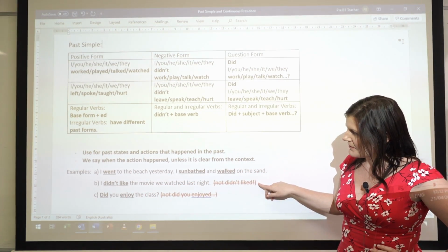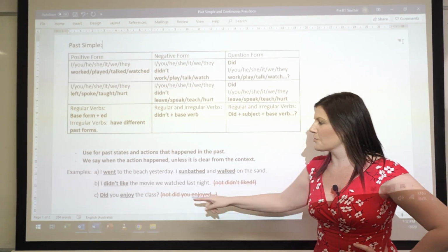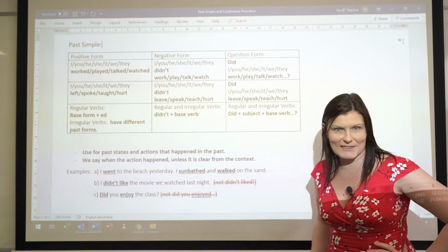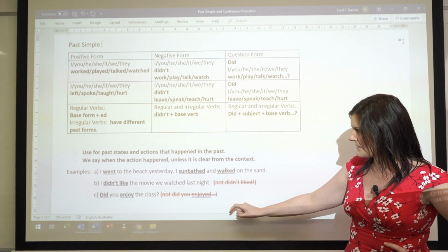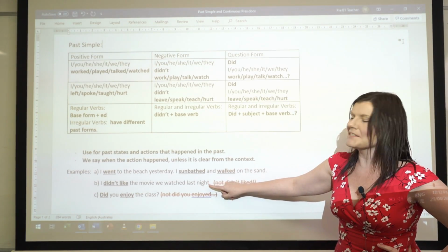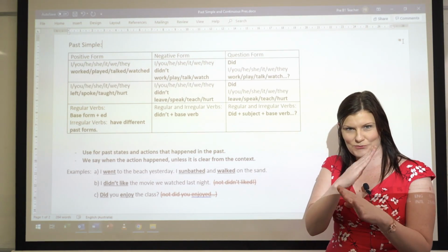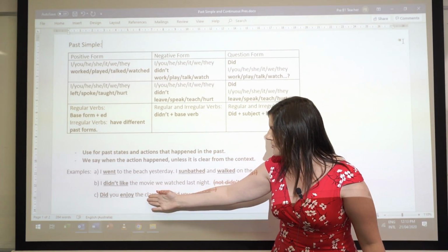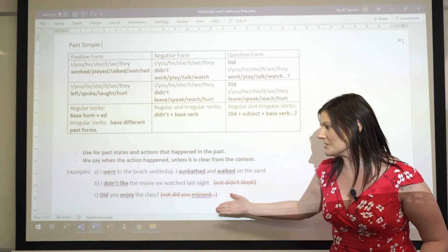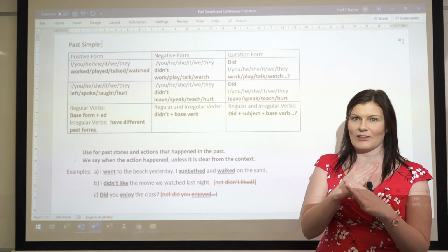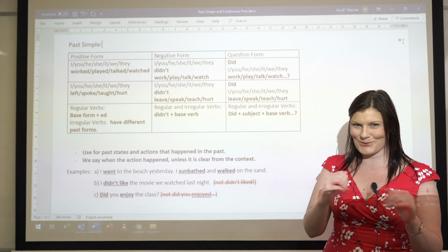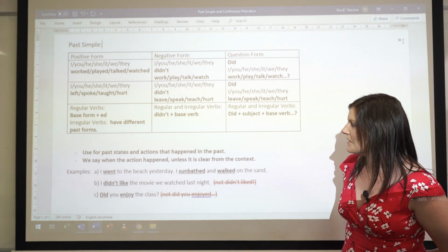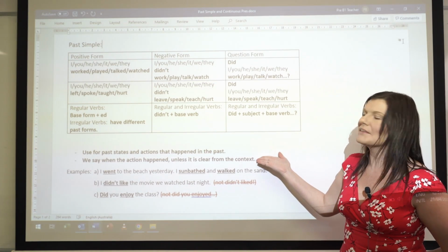Notice here, when we use didn't, we don't need to make this a past tense verb. Didn't tells us that it's in the past. Don't say, I didn't liked the movie. This is wrong. I didn't like the movie. Did you enjoy the class? Not, did you enjoyed the class? Don't do this.